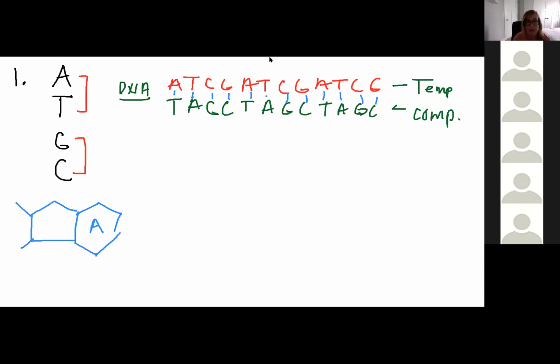And then, actually, let's erase this. Let me make sure my carbons are right. 1, 2, 3, 4, 5, 6. 1, 2, 3, 4. I need one more. 1, 2, 3, 4, 5, 6. Okay, so it's going to look something like this, and this is adenine, right? You don't need to know the name. It doesn't matter. I'm just going to call this the A base pair, one of the A's.